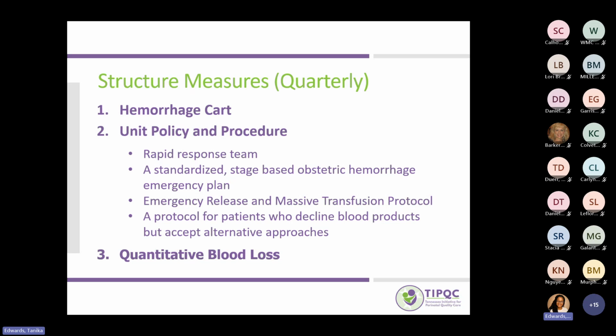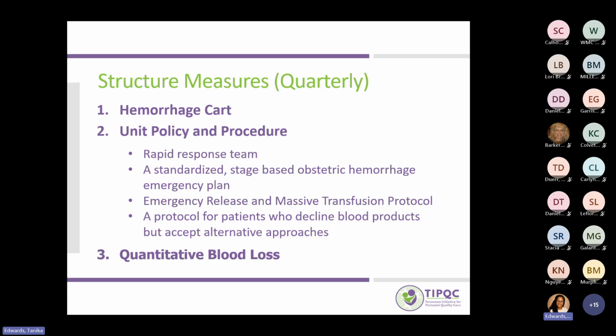And structure measures. We're looking at a hemorrhage cart. Do you have a hemorrhage cart in place on your unit, but not just on labor and delivery? Do you have this on your postpartum unit? Do you have this on your antepartum unit? Do you even have somewhat of a hemorrhage kit in an emergency department in case a patient came in and could not make it up to your unit in time? Do you have everything that you need in every area that a pregnant or postpartum woman would touch?